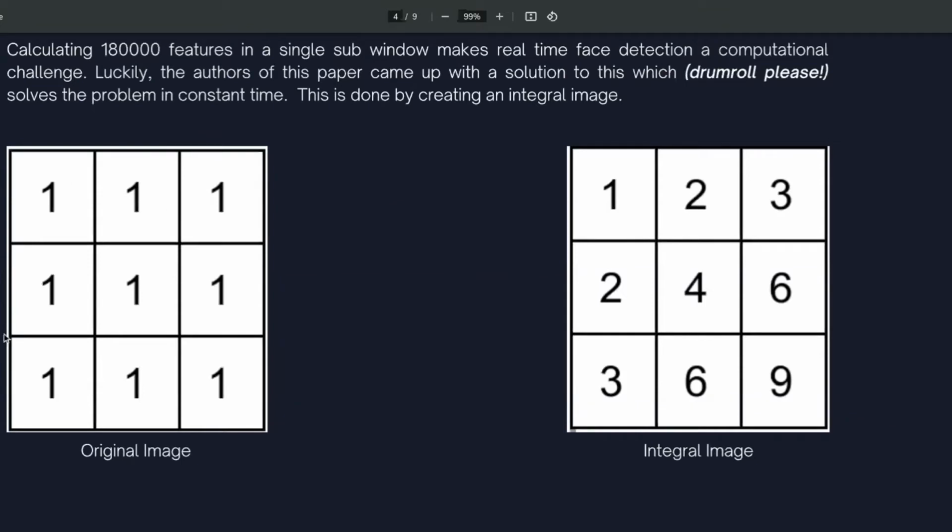So consider this is your original image, and I've just used all ones here for simplicity. If you were to make an integral image out of this, the value in the integral image at this position would be the sum of all the pixel values to the left and above it. So this is 1 plus 1, which is 2. And the value of the pixel in the integral image at this position would be 1 plus 1 plus 1 plus 1. And similarly at this position it would be the sum of all these pixels.